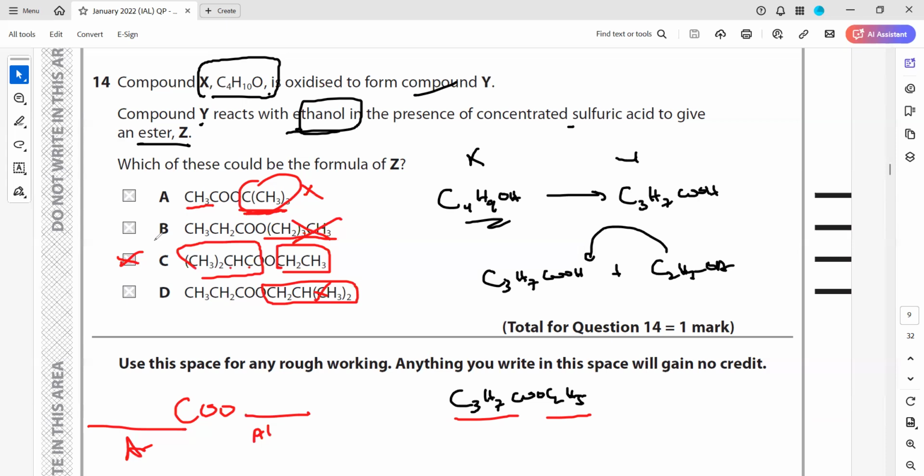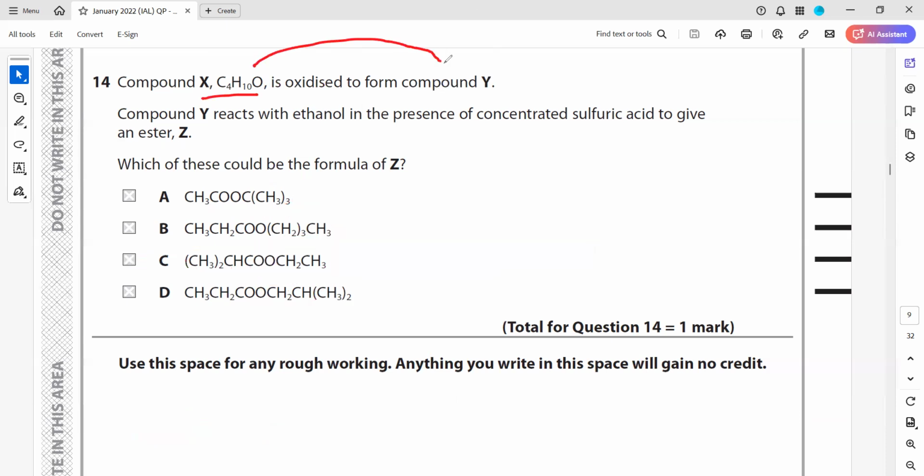So it was not exactly butanoic acid. It was a branched one, maybe 2-methyl propanoic acid. So when 2-methyl propanoic acid reacts with ethanol, it will form ethyl 2-methyl propanoate. So alcohol is oxidized to acid, then the acid reacts with alcohol to form an ester.